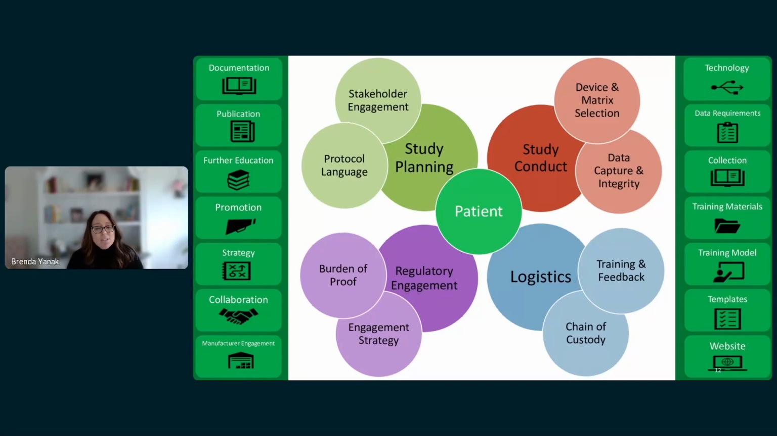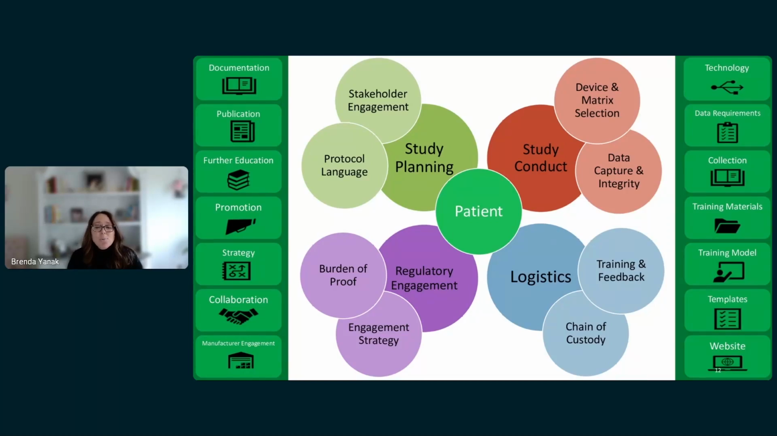As my colleagues have just discussed, we focused on 4 pillars: study planning, study conduct, logistics, and regulatory engagement. From a study planning perspective, stakeholder engagement is key, and one way of achieving that is getting doctors' and patients' buy-in and using that to influence internal teams who may just want to continue with the status quo. But once there's buy-in, one must alter the language in the protocol and the study manual to reflect these changes that respect and include the patient experience.